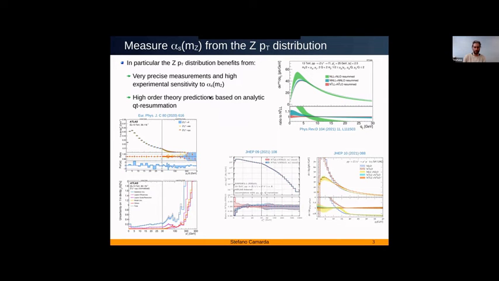Here I'm showing an example of the latest ATLAS measurement, and if you look at the total uncertainty for this measurement, we are at the 1 or 2 per mille level in the Sudakov region. From the side of theoretical predictions, there has been quite a lot of improvements in recent years, and the standard is now N3LL prime resummation supplemented by N3LO virtual corrections and matching. So here I show a few examples of recent calculations.